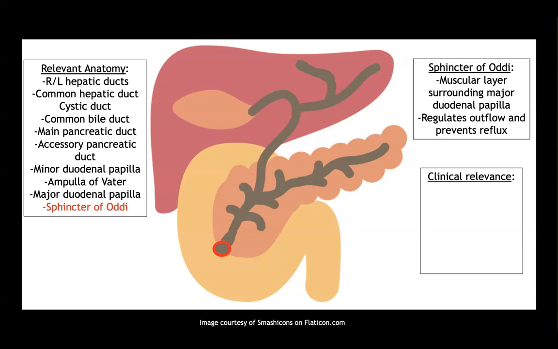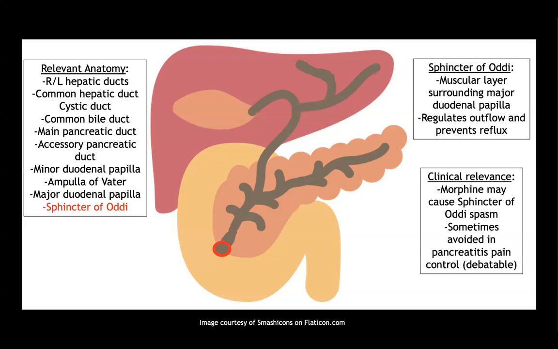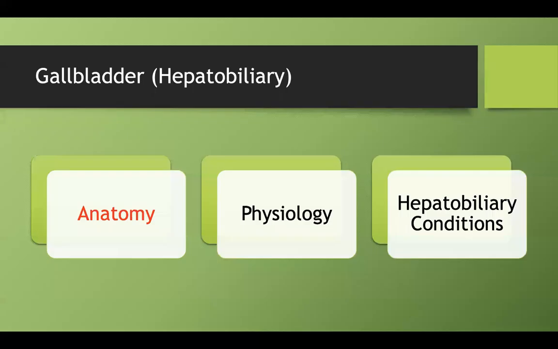And the relevance that sometimes is tested, it's a little bit low yield at this point, but there's some thought that morphine can cause this sphincter to spasm. And so if you have somebody with acute pancreatitis, sometimes morphine specifically is avoided. It kind of depends. I've seen different institutions say different things about this, but I just wanted to throw it out there for you. That's it for anatomy. The gallbladder anatomy is very straightforward.